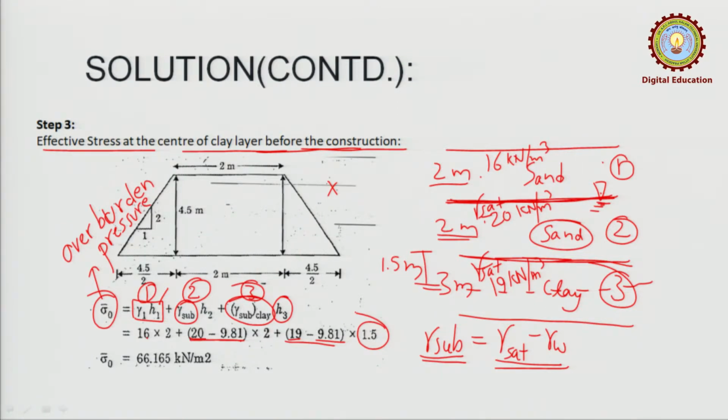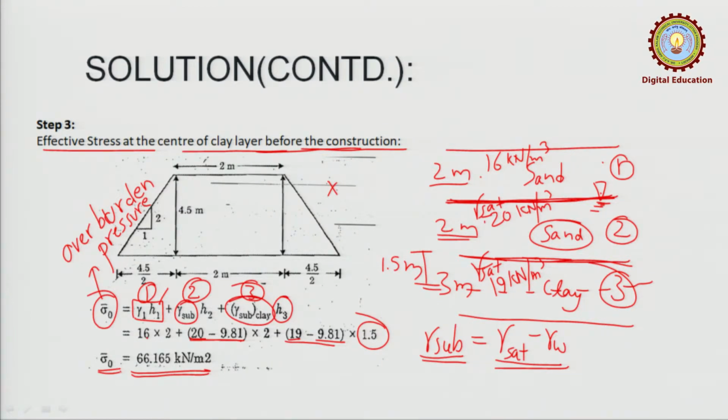So, finally, let us sum it up. Gamma 1 H1 means 2 into 16 plus 20 minus 9.81 due to the submerged weight into 2, and again 19 minus 9.81, which is this formula, into 1.5. So, we will calculate this to get 66.165 kilonewton per meter square. This is your overburden pressure initially.